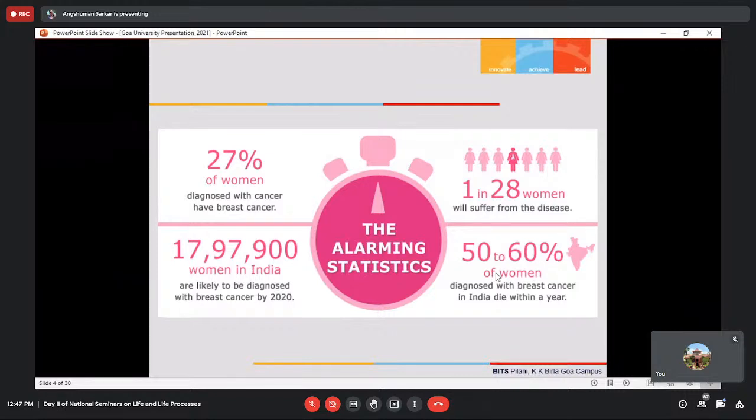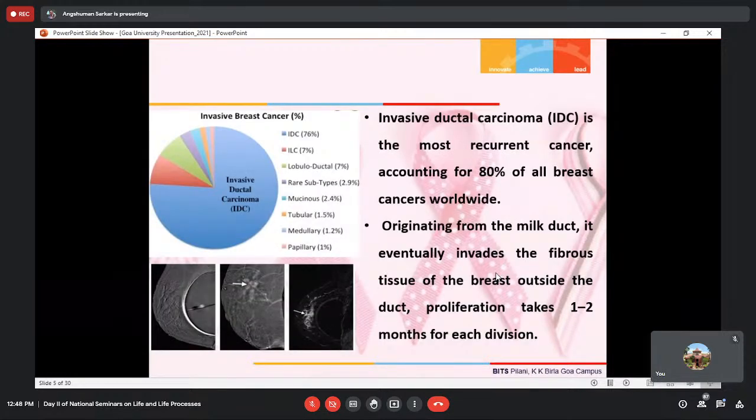This is ICMR data, where 27% of the women diagnosed with cancer have breast cancer. I am talking about the Indian context only. 1 in 28 women will suffer from the disease. I'm not saying that they are suffering, but in future they will suffer from this disease. And 50 to 60% of women diagnosed with breast cancer in India die within a year. This is very, very shocking, and all problems start with a lack of knowledge.